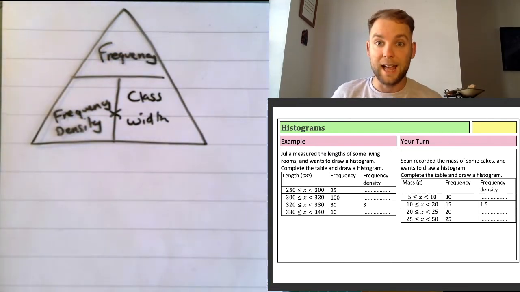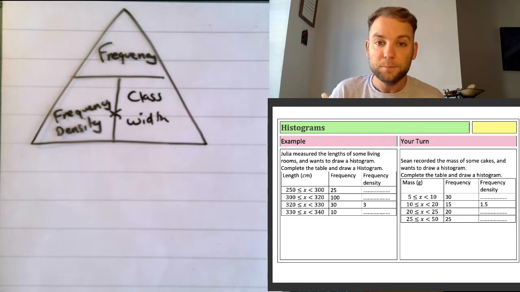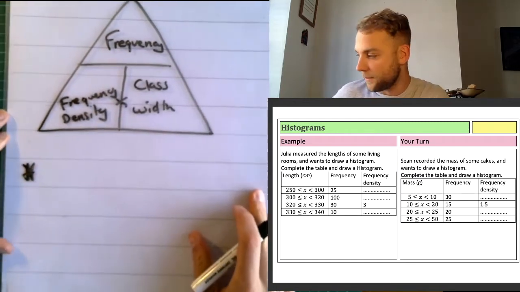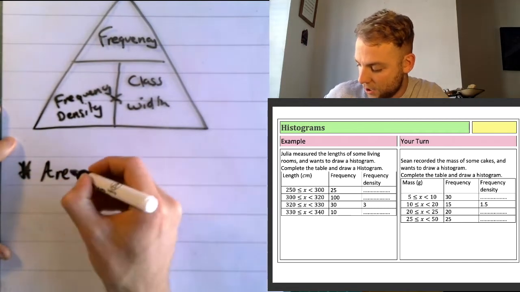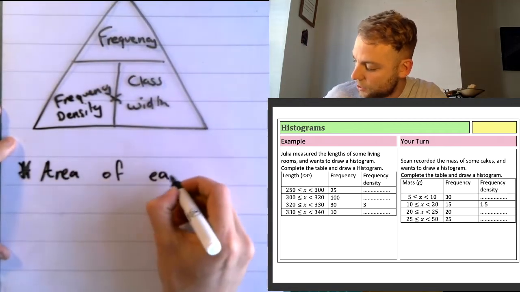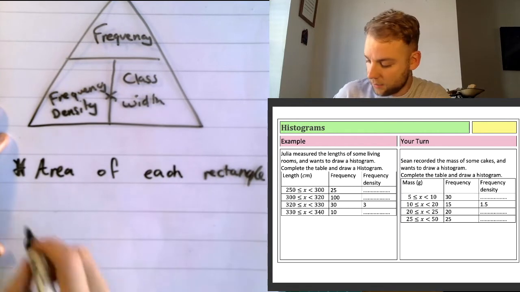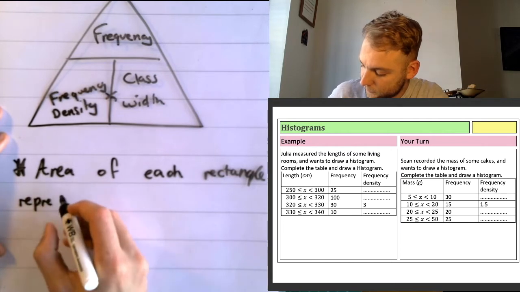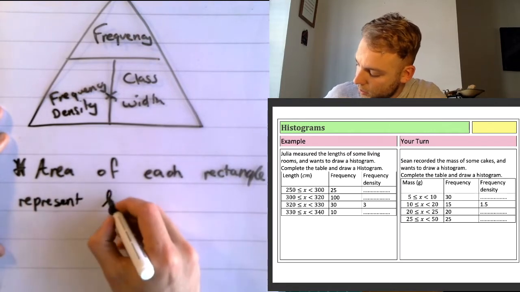You'll use that all the time. Now, I'll come back to this again later, but the key part for any histograms question is that the area represents the frequency. That's so important. I'm going to ask you to get that down in your notes: the area of each rectangle represents the frequency.